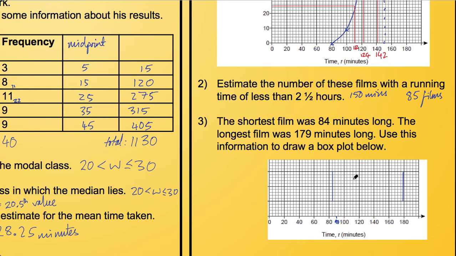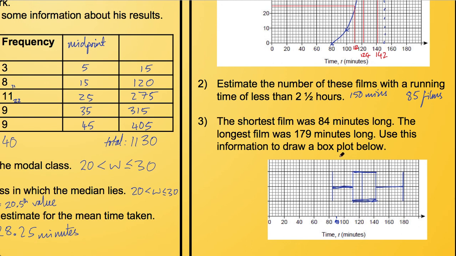So 112, 104, 108, 112 is here. Then 124, so 120, 124, and 142, halfway between these squares, 142. And then I want to make sure that it's clear that that's the middle of my box plot. And then I've got the whisker-like bit on here, joining my lowest point to my highest point.